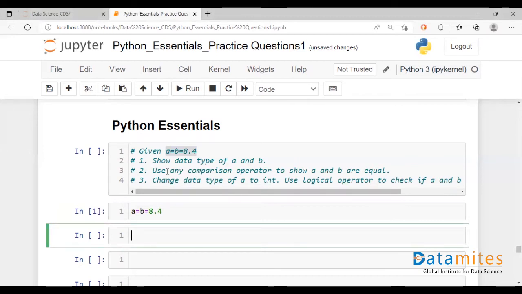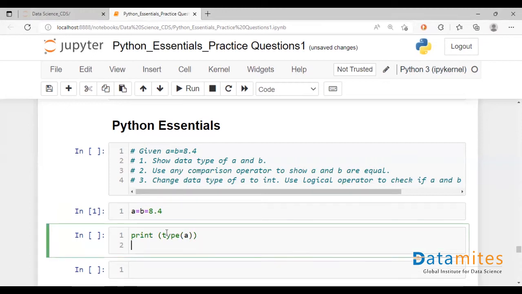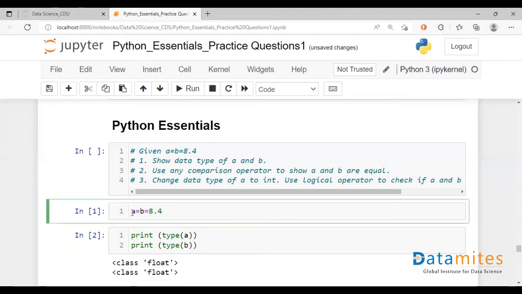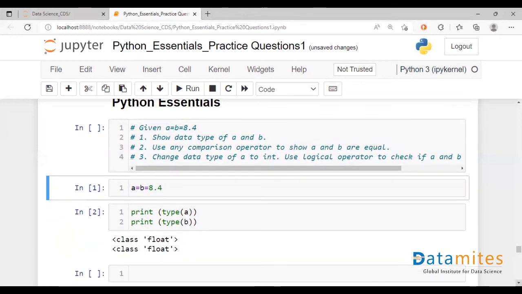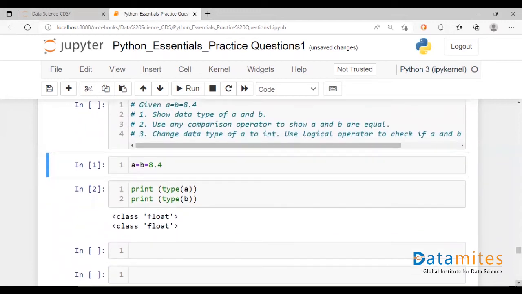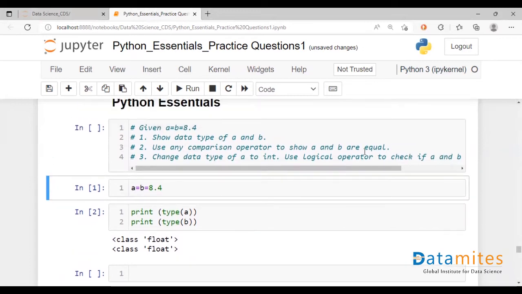So the first part of our question asks us to give the type of A and also the type of B, right? Both should be the same. Also, when we're talking about equating both to one value, we are basically asking A and B to point to the same memory location, and our hex ID as well is going to match, right?